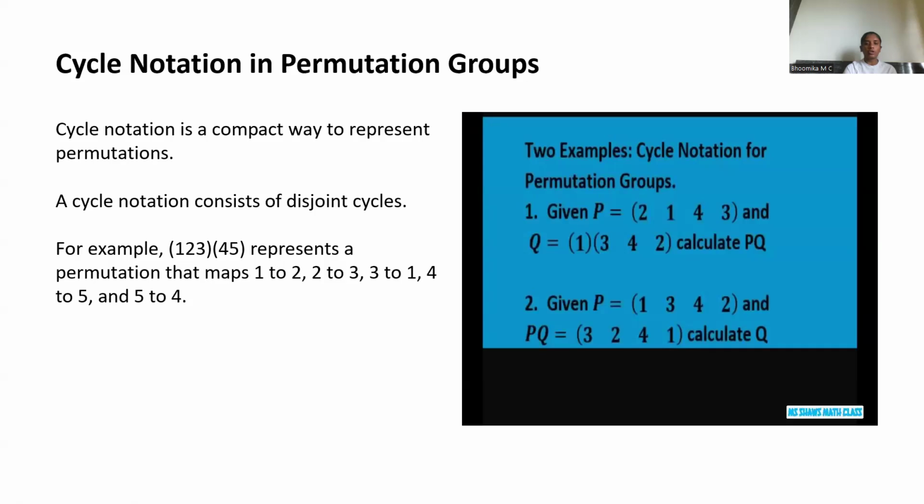Cycle notation in permutation groups. Cycle notation is a compact way to represent a permutation. A cycle notation consists of disjoint cycles. For example, (1 2 3)(4 5) represents a permutation that maps 1 to 2, 2 to 3, 3 to 1, 4 to 5, and 5 to 4.